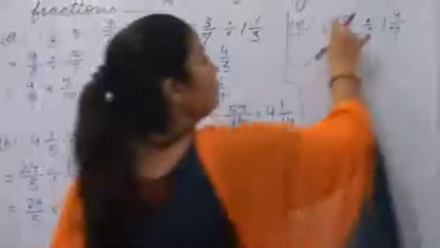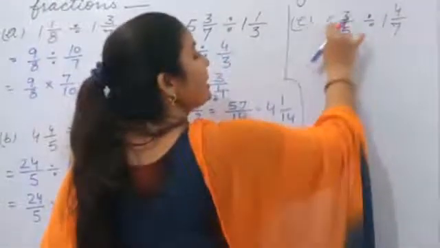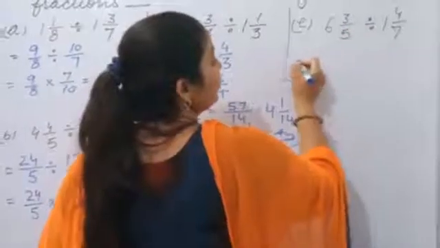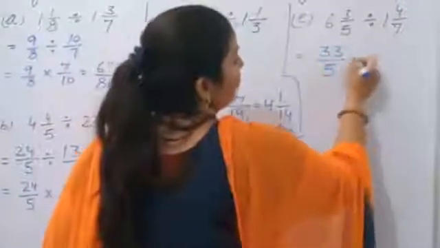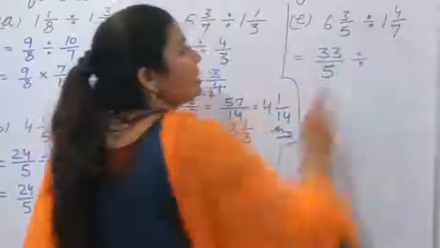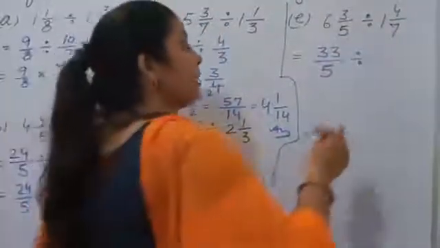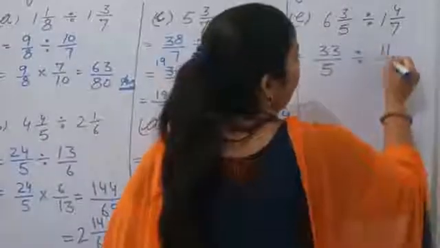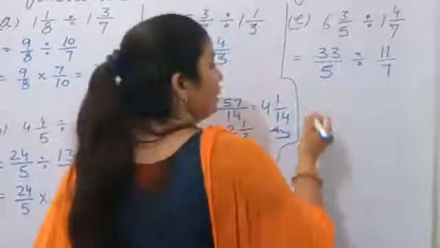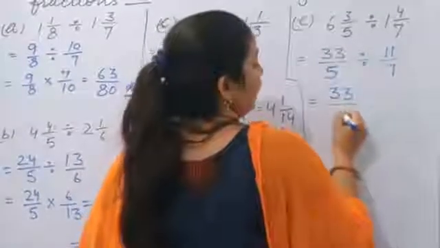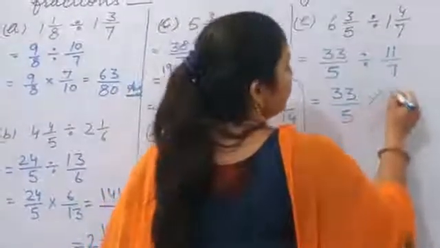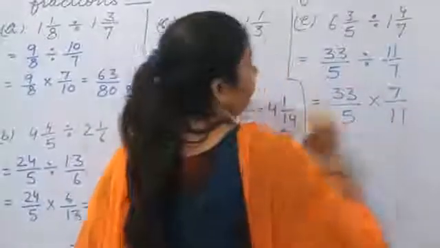Now it's E part. E part is 6 whole 3 upon 5. 5 sixes are 30, 30 plus 3 is 33 upon 5, divided by 7 ones are 7, 7 plus 4 is 11 upon 7. Now we change divide into multiply. So 33 upon 5 multiply by 7 upon 11.